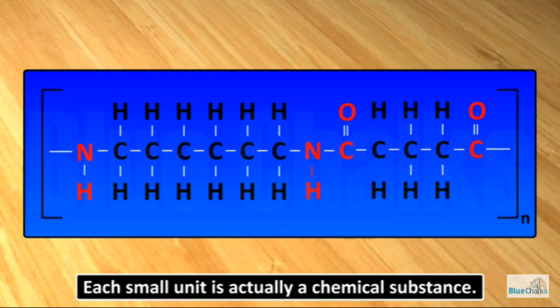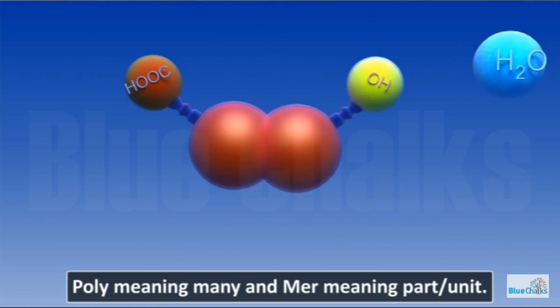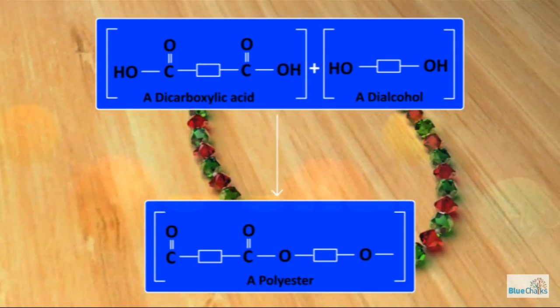Each small unit is actually a chemical substance, and they are called monomers. Many such units combine to form a large unit called a polymer. So the small units are the monomers, which are repeated a number of times, and we obtain a polymer. We see long chain substances. Poly means many and mer means parts or unit. Very important definition. So many parts, many units joining together and forming a long chain is known as a polymer.